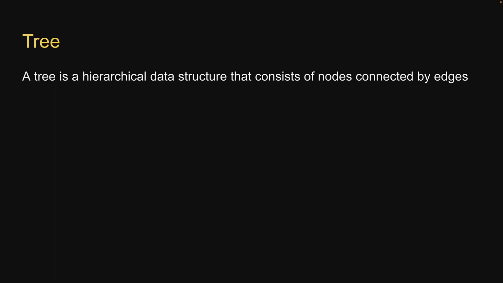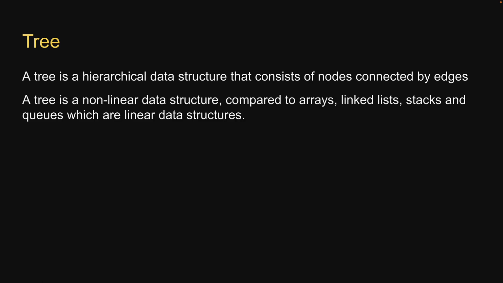Welcome back. For our fifth custom data structure, let's take a look at trees in JavaScript. A tree is a hierarchical data structure that consists of nodes connected by edges. Typically, each node stores a data value. A tree is a nonlinear data structure compared to arrays, linked lists, stacks, and queues, which are linear data structures.